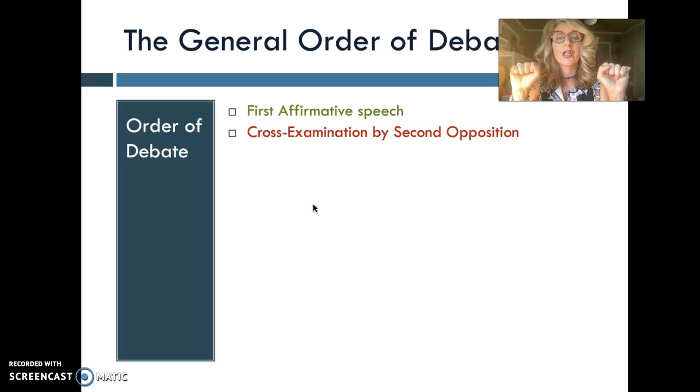Now, notice the cross-examination is by second opposition. So, Shelley over here is going to have to really pay attention to what Jane is saying. I mean, Sam will too, but especially Shelley, because she's the one that's going to ask Jane the questions. She's going to interrogate Jane on her first affirmative delivery of her first speech. Got it? So that's why you need to know the order. Because if you're not paying attention, you don't know what's your turn, and you need to pay attention to what the other side is doing.